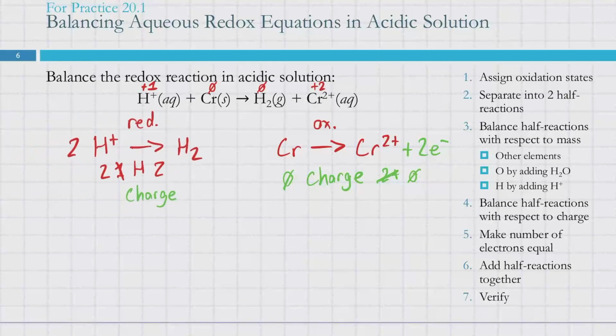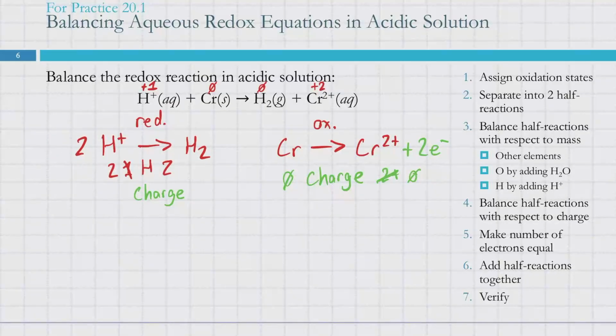I'm going to scooch my reduction half reaction over. For our reduction half reaction, on the right side we've got H2, that's neutral. On the left side, what is our charge? 2+. We've got 2 hydrogens with 1+ charge each. So we've got 2+. To get those charges to balance, we can add 2 electrons to the left side to even up our charge numbers. So now that we're balanced with respect to charge, we can make the number of electrons equal. Conveniently for us, they're already equal.